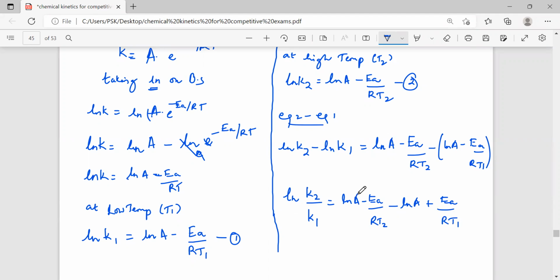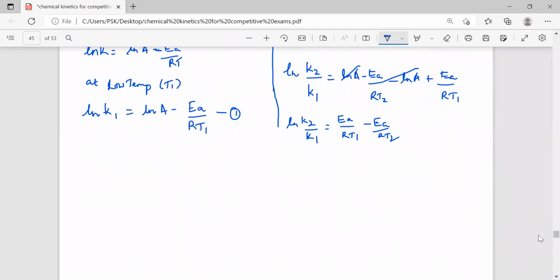So now just observe this. This natural log of A and this natural log of A get cancelled. This is plus and this is minus, gets cancelled. So what we can write, natural log of K2 by K1 will be equal to, see this is a minus sign here and this is a plus sign. I can write it as EA by RT1 minus EA by RT2. Now what's the common factor here? EA by R is a common factor in both. So when you take EA by R as common, we can write 1 by T1 minus 1 by T2.